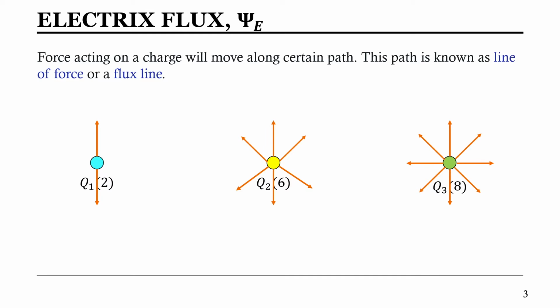These lines, or the field lines, represent the electric flux. Thus, we can write the equation as this. The electric flux due to a charge is equal to the magnitude of the charge in coulombs. And this is a scalar because it's only lines.